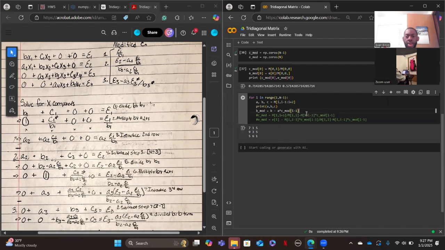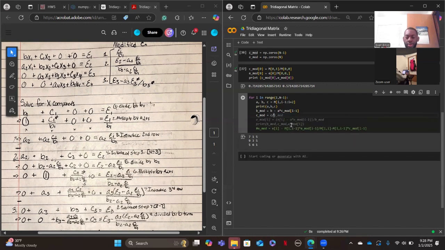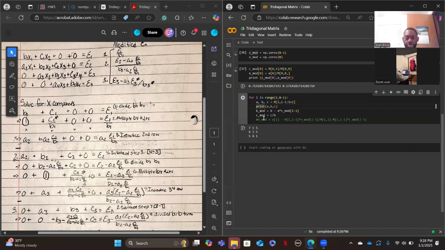Next we have our C mods, which is actually way simpler than I thought it would need to be. Our C mod is really just C divided by B, for all the terms we have in our for loop that we're pulling from our matrix C. So all we need to do is C divided by B.